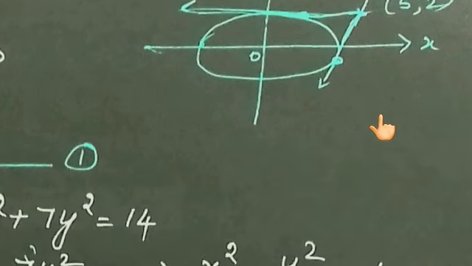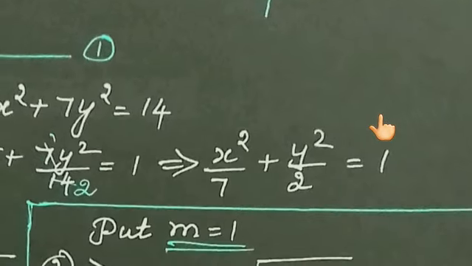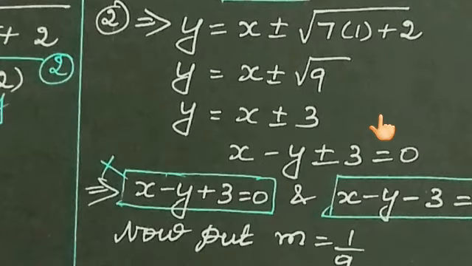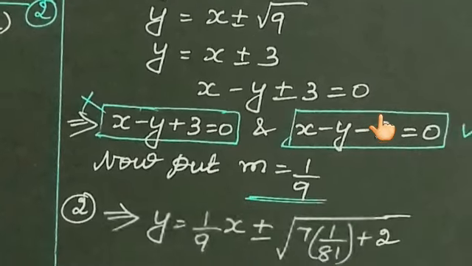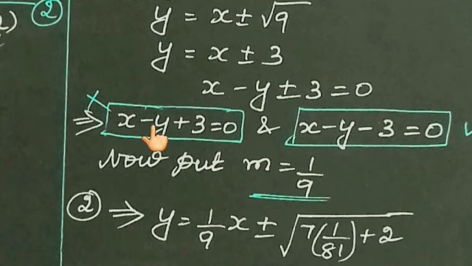The point 5, 2 lies on the tangent line. So if we substitute 5, 2 in them, the equation must get satisfied. Substitute 5, 2 here: 5 minus 2 which is 3, 3 plus 3 is 6. So this equation is not satisfied. Substituting here, the left hand side becomes 6 instead of 0. So we cannot take this as the equation of the tangent. We can omit this. Now x minus y minus 3 is equal to 0. Substitute 5 and 2 here: 5 minus 2 is 3, 3 minus 3 is 0. 0 is equal to 0. So this is the equation of the tangent.